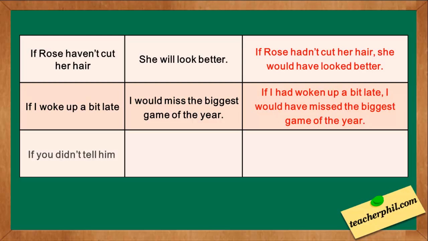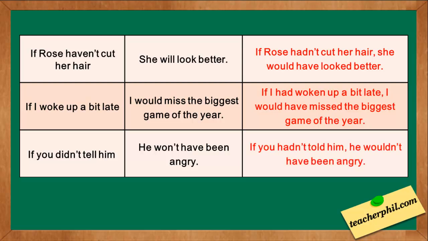The last one, if you didn't tell him, he won't have been angry. The answer is, if you hadn't told him, he wouldn't have been angry. The if clause "if you didn't tell him" is in the past simple. We need to change it into past perfect. If you hadn't told him.